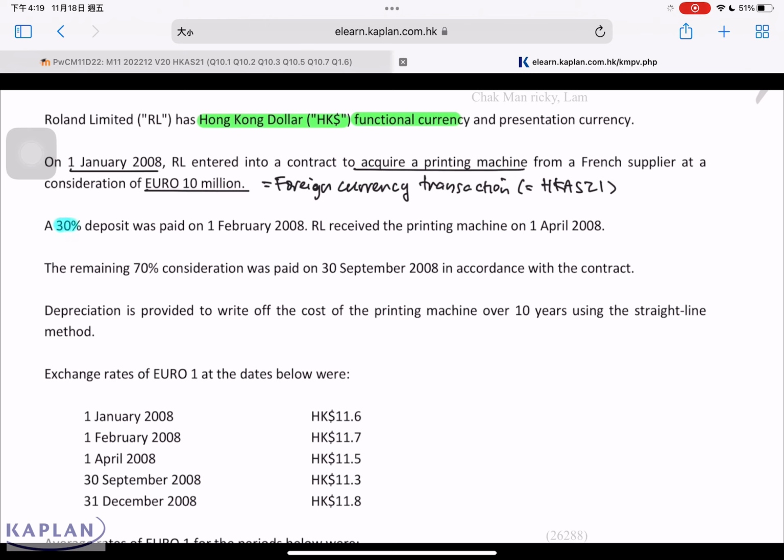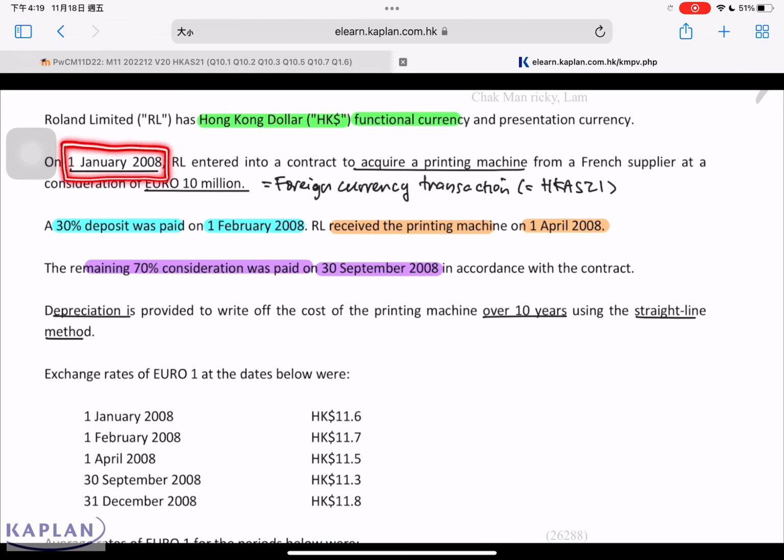The payment of a 30% deposit was made on 1st Feb 2008 and the company received the printing machine on 1st April. The remainder was paid on 30th September 2008 in accordance with the contract. Depreciation is provided on the machinery over a period of 10 years using the straight line method. For this question, we're required to do double entry.